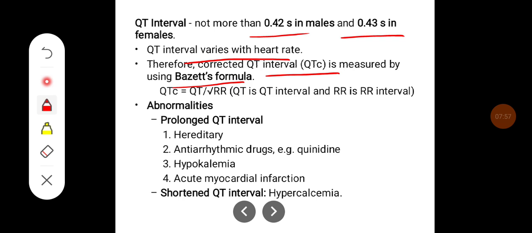Abnormalities of the QT interval, that is a prolonged QT interval, are seen in congenital hereditary diseases, in patients who are on antiarrhythmic drugs like quinidine, in hypokalemia, or in acute myocardial infarction. A shortened QT interval is observed in hypercalcemia.